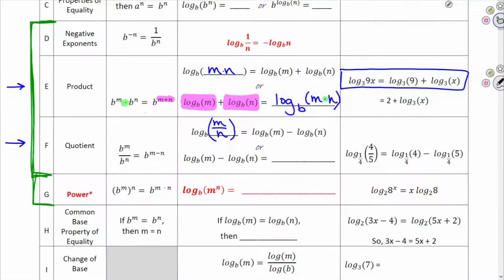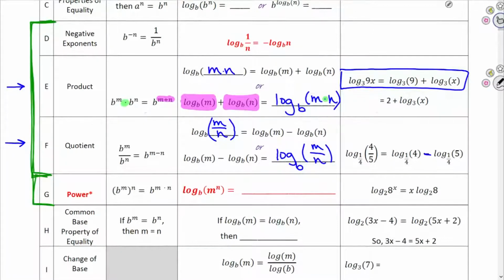The logarithm is an exponent, so I can think about subtracting exponents as the same as division of normal numbers. Or the log base b of m minus the log base b of n is the log base b of m divided by n. An example of that: I'm not sure why the base of 1/4 was chosen, but it doesn't matter what the base is. Log base 1/4 of 4/5 is equal to log base 1/4 of 4, the numerator, minus the log base 1/4 of 5, the denominator. Notice we were subtracting because we have top minus bottom.